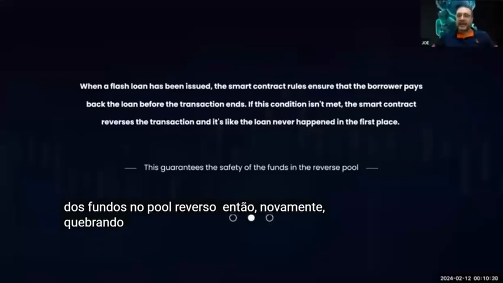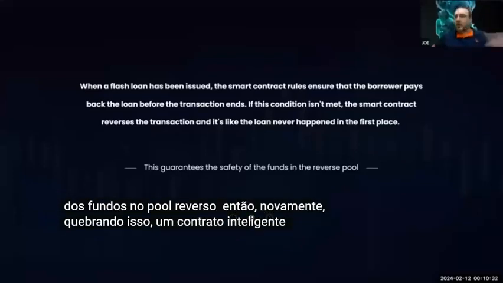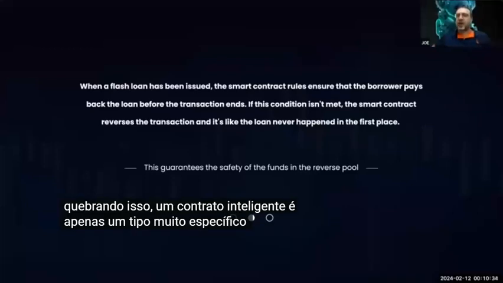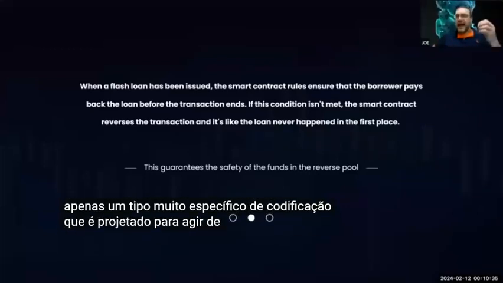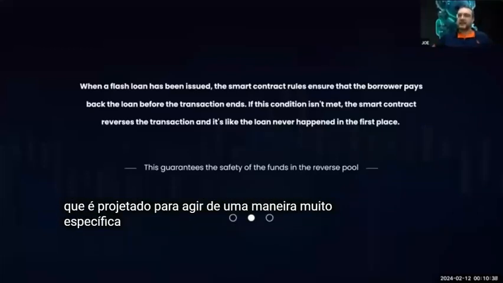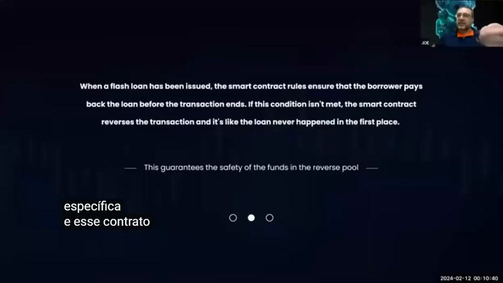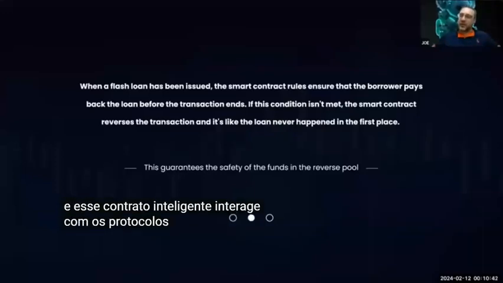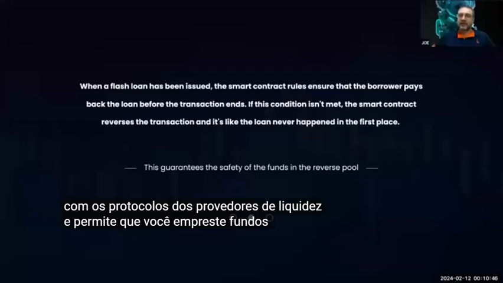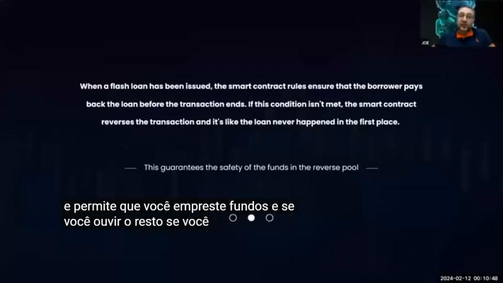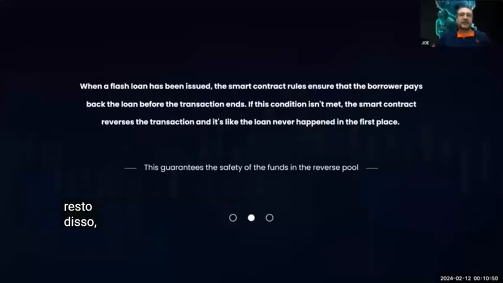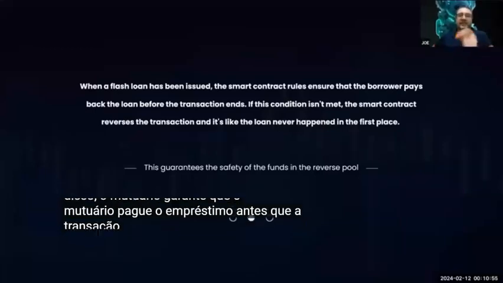So again, breaking this down, a smart contract is just a very specific type of coding that's designed to act in a very specific way. And this smart contract interacts with the liquidity provider's protocols and allows you to borrow funds. And if you read the rest of that, the borrower pays back the loan before the transaction ends.